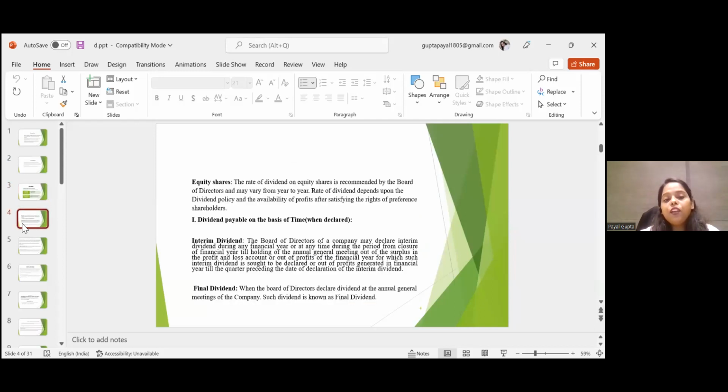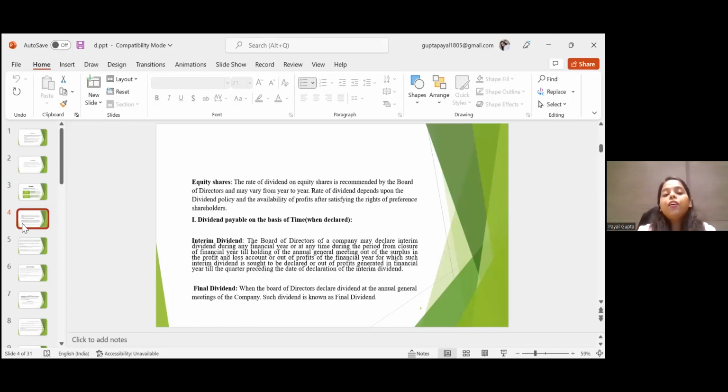Now, the equity dividend. What do we mean by equity shares? Equity shares are those shares on which the company usually gives dividend on its nominal value as specified by SEBI. The rate of dividend on equity shares is recommended by the board and usually approved by shareholders in the AGM. The rate of dividend depends on the dividend policies which every company makes accordingly. And from the profit available after satisfying the rights of preference shareholders, dividend is given to every shareholder.